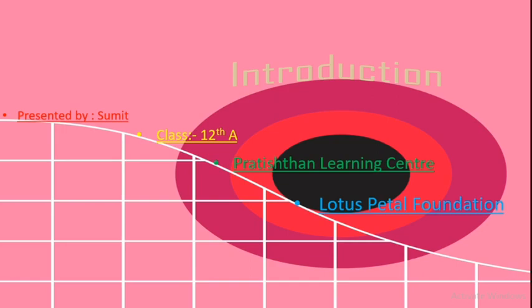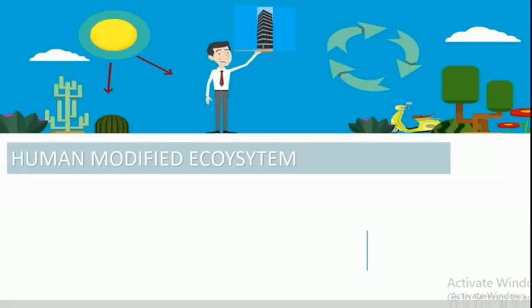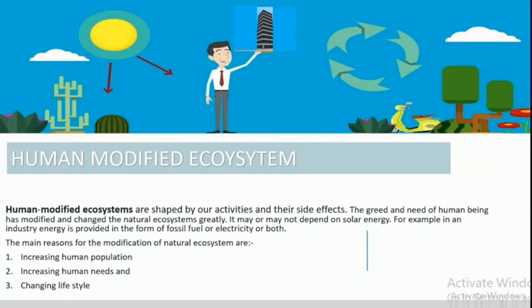Today I am going to discuss human modified ecosystem. So, what is a human modified ecosystem? Human modified ecosystems are shaped by our activities and their side effects. The greed and need of human beings has modified and changed the natural ecosystem greatly.